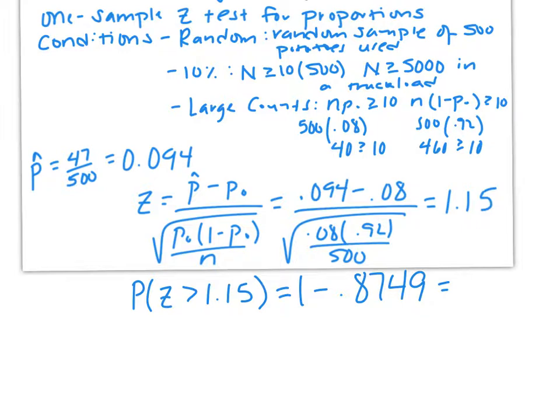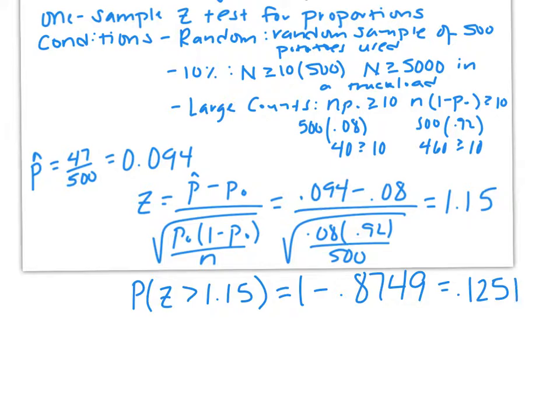So I went back and used the table. I looked at the z-score of 1.15 and found the probability of that from my table. And then because the table always goes with a value that's lower than that, I'm going to subtract from 1. So 1 minus 0.8749 is 0.1251.